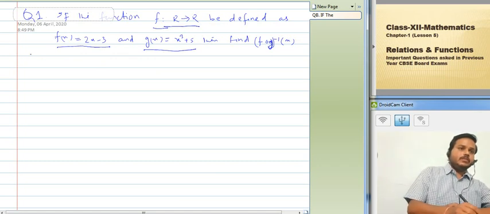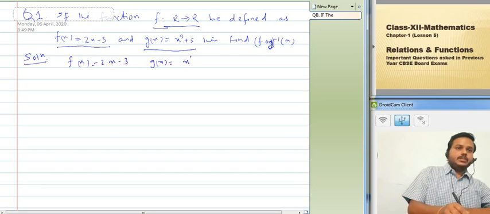So I am clearly having f of x is 2x minus 3 and g of x is x cube plus 5. So now let us find first f of g of x before finding its inverse. In fact, I have to find the inverse. Before finding the inverse, let us find this one first.